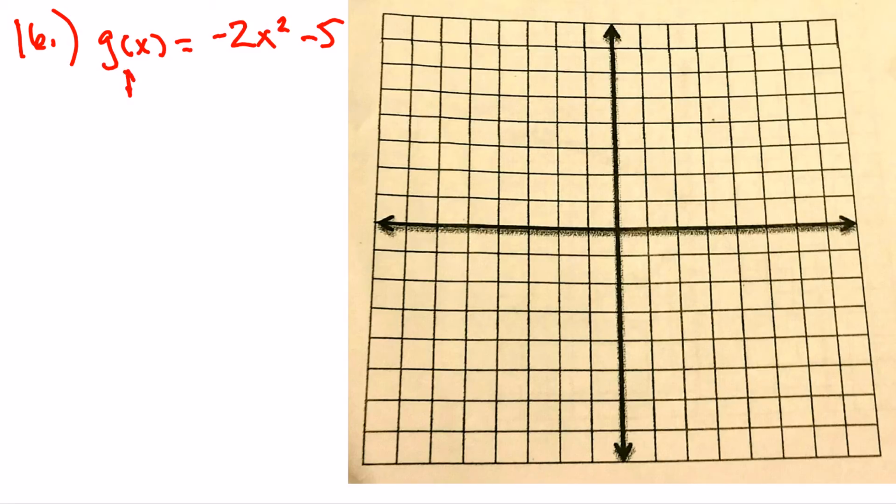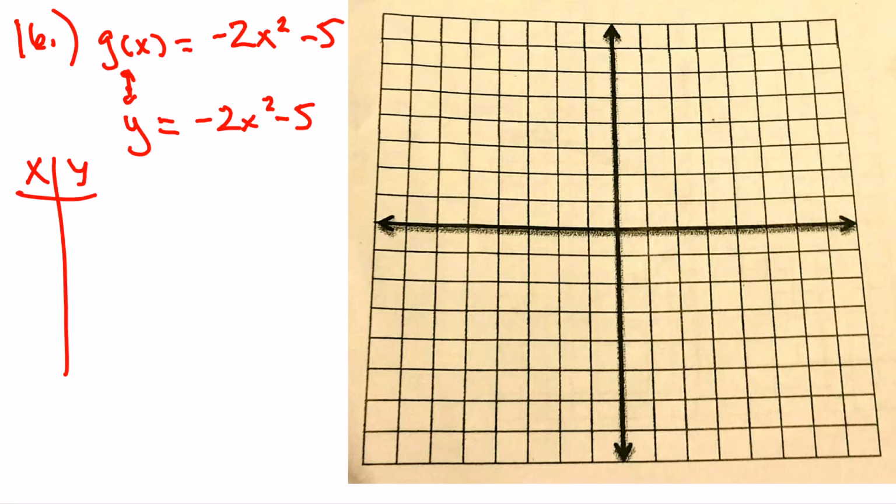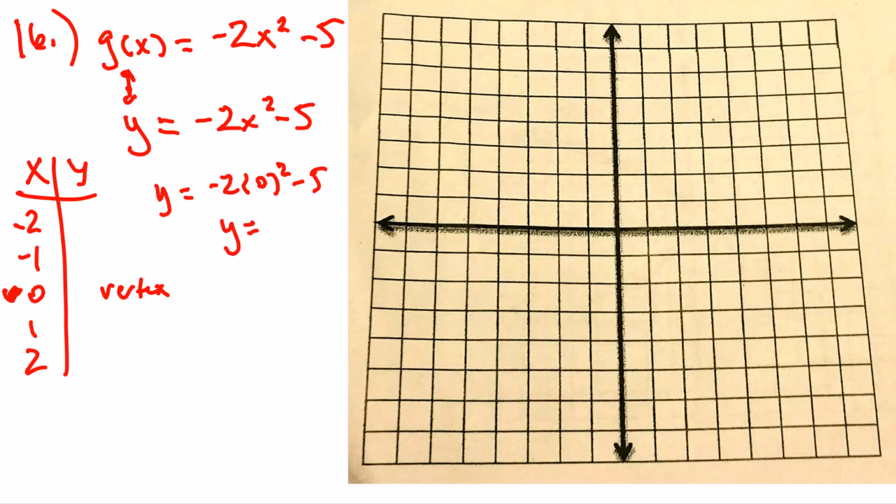Remember, guys, you can just replace g of x with y if you don't like that g of x there. So negative 2x squared minus 5. I'm making an xy chart. I'm going to put negative 2, negative 1, 0, 1, and 2. I plug in 0 because that's the easiest, and that's also my vertex. So that's my vertex. Plug in 0, negative 2. Instead of x, I put 0 squared minus 5. So I get y equals negative 5.